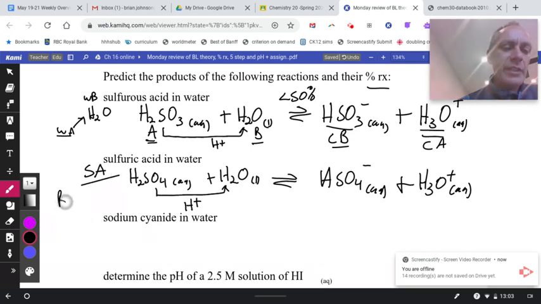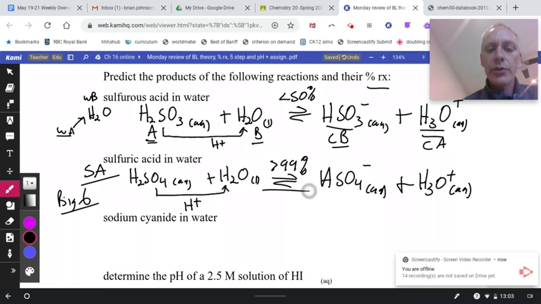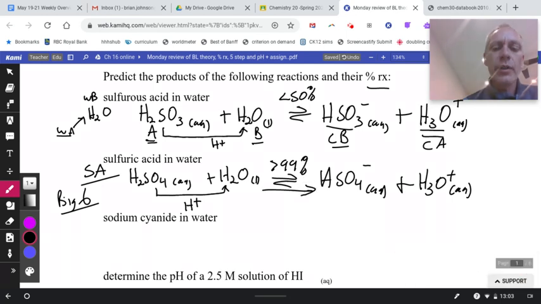So the big 6 strong acids are the only 6 that can go greater than 99%. You could also show this as a single-headed arrow. It is quantitative or complete. So if we did some math on it and we had 3.5 molar, we would get 3.5 molar, 100% product. So you can predict pH very easily if you know the concentration of your strong acid.